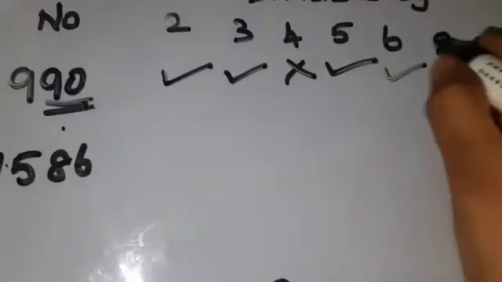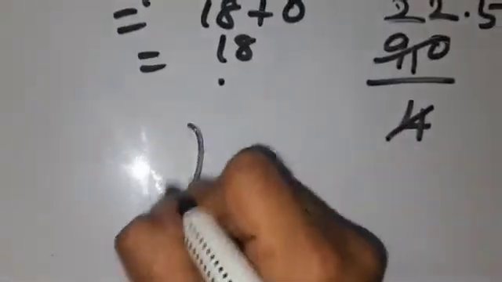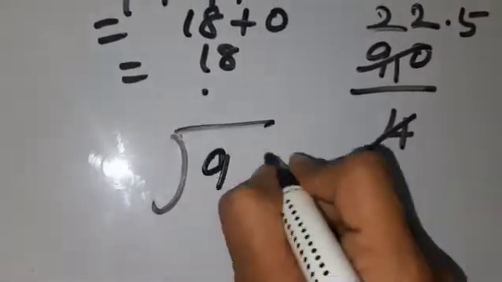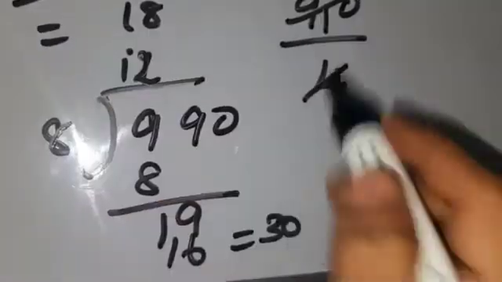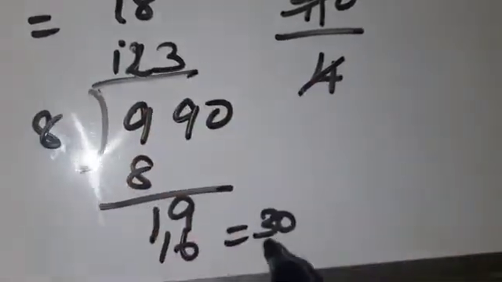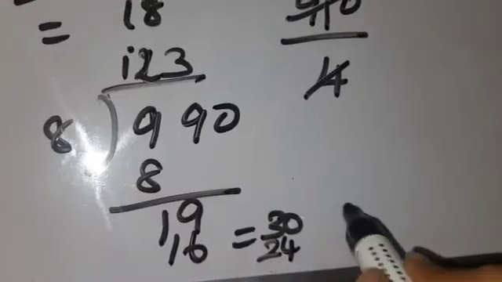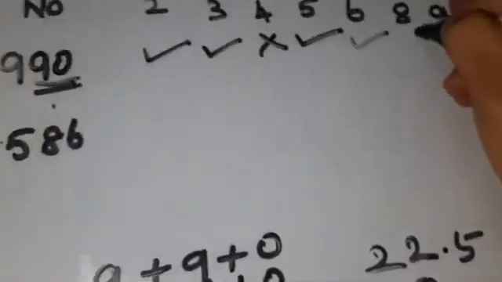For 6, if it is divisible by 2 and 3, then it is divisible by 6. Let us check for 8. We are going to check with the normal division method. 990 divided by 8, we get 123.75. So this is not divisible by 8.